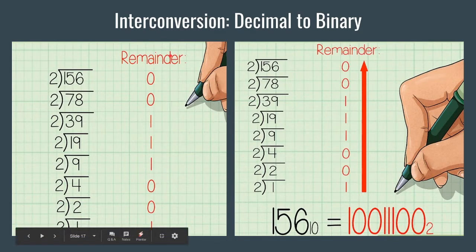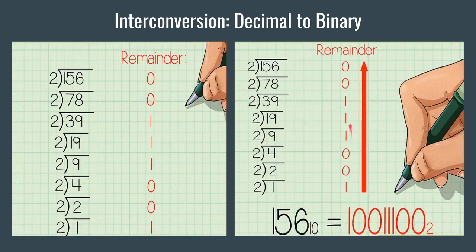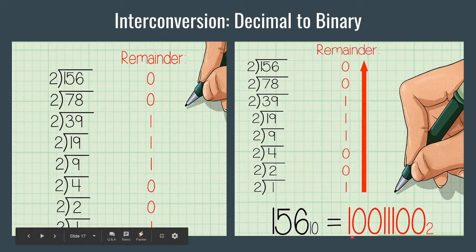Now we have this sequence of remainders. So how do we use them to represent a binary number? It's pretty simple. We just start writing the binary number with the bottommost number at the leftmost side. As you can see in this picture, there is an arrow that goes from bottom to top. Therefore, we write it as 1, 0, 0, 1, 1, 1, 0, 0. So this is the binary equivalent of 156 that was in the decimal number system.